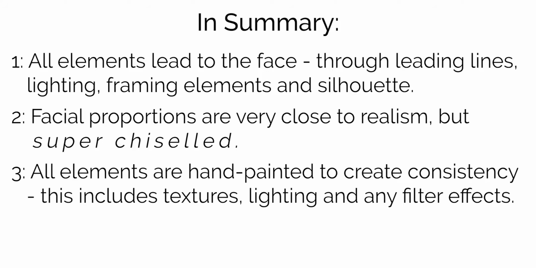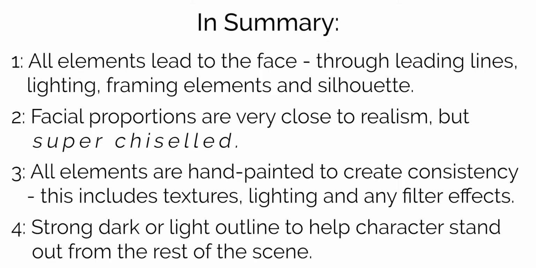Number 3. Charlie hand paints every single element in the scene using a lot of painterly brushstrokes. She doesn't seem to use any photo textures, and even the lighting and blurring effects seem to be completely painted by hand. And number 4, the characters have a very strong silhouette, often including a dark outline or a very bright rim light. Where the background is complex, she avoids placing any tiny shapes in the silhouette just to make the character really stand out in the scene.